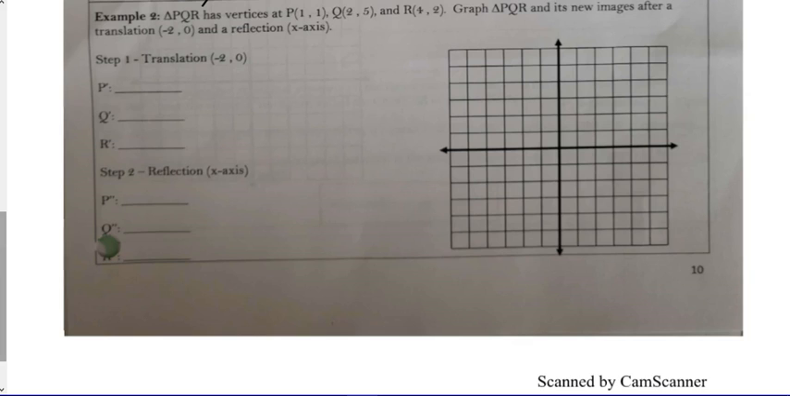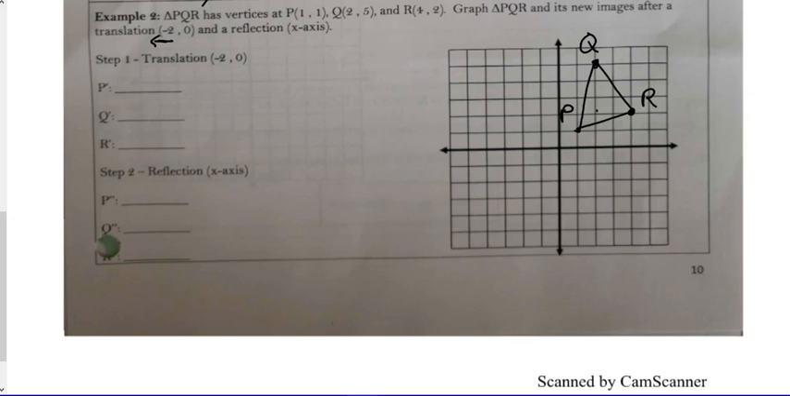All right, we're going to put a triangle at 1, 1, 2, 5, and 4, 2. Connect our dots. We have P, Q, and R. Now my first transformation is a translation of negative 2, 0. That's my vector. So I'm going to slide it 2 spaces left. And for my 0, my y, I'm not going up or down.